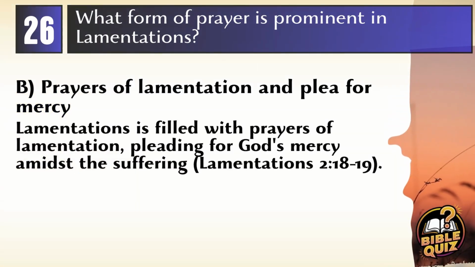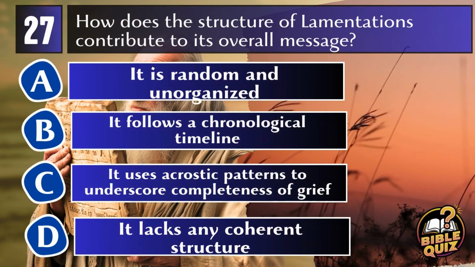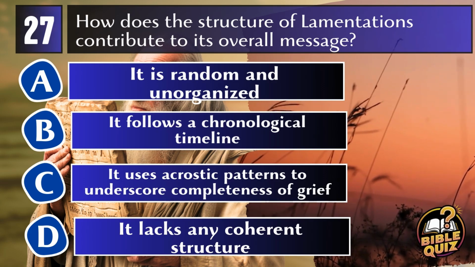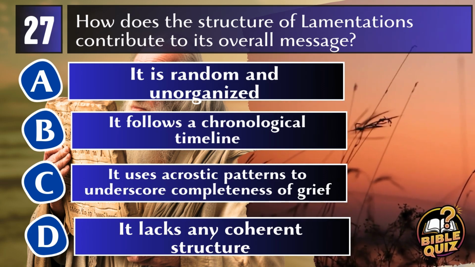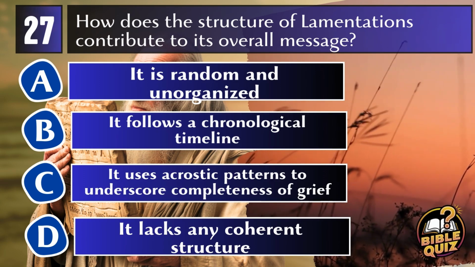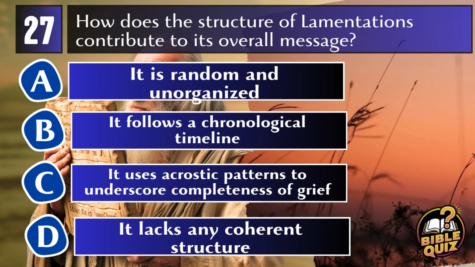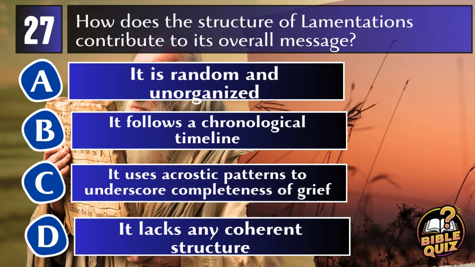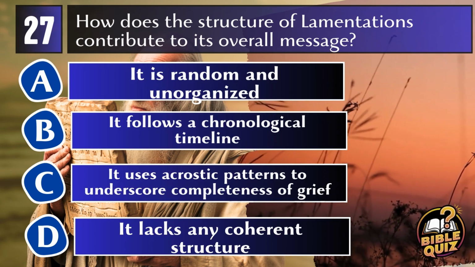Answer B. Prayers of lamentation and plea for mercy. The prayers in Lamentations are characterized by lamentation and pleas for mercy, reflecting the book's overall tone of mourning and seeking God's compassion. Lamentations 2:18-19. Question 27. How does the structure of Lamentations contribute to its overall message? A. It is random and unorganized. B. It follows a chronological timeline. C. It uses acrostic patterns to underscore completeness of grief. D. It lacks any coherent structure.